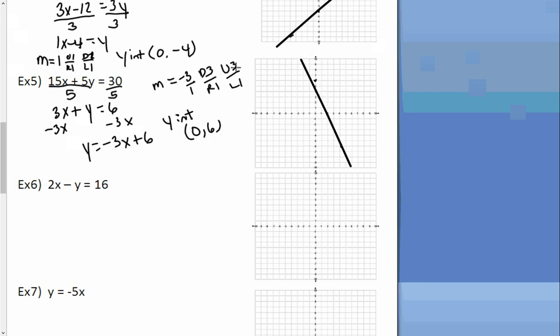Well, I messed up on my graph a little bit, but you get the idea. It should look something very similar to that. Okay. Next one.